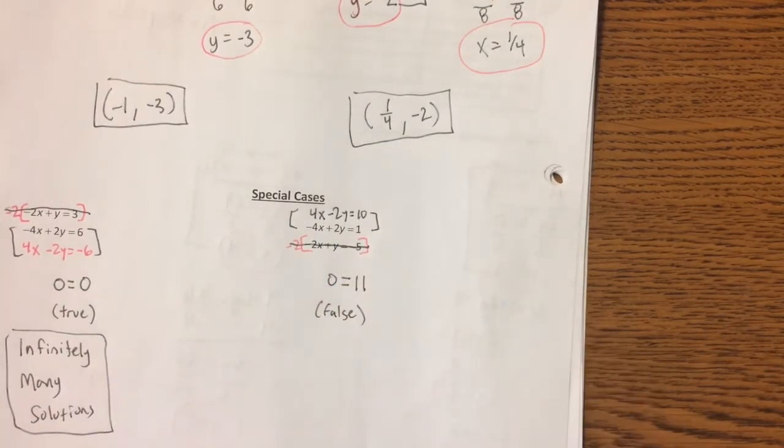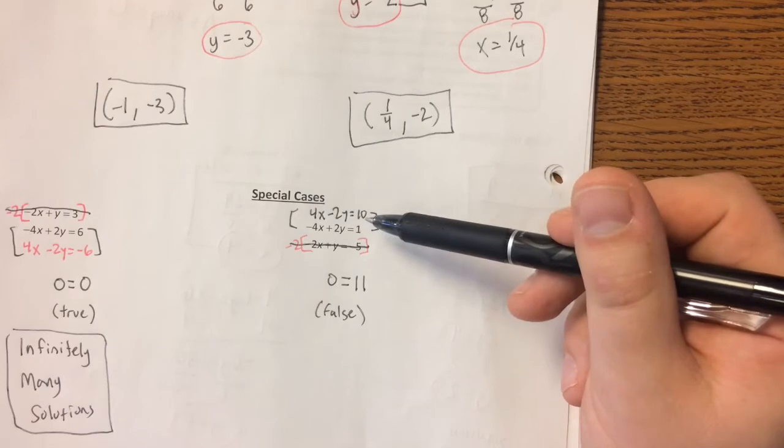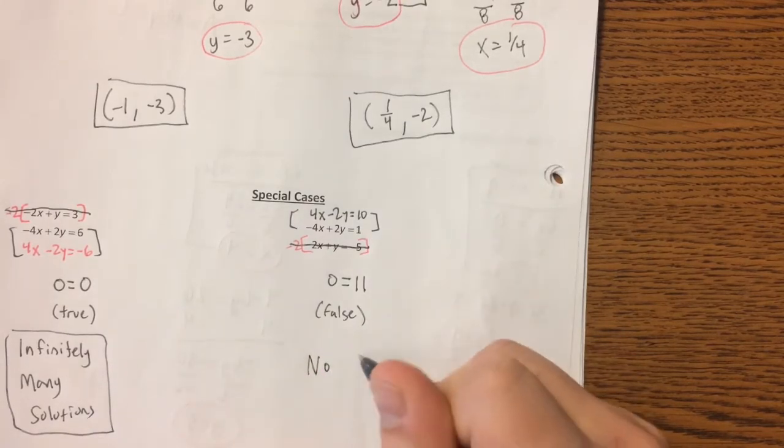So in the case of a false statement, if all the variables cancel out, but the constants don't, this is a case where the two lines are actually parallel. Right? Their slopes are the same. They never intersect. And so in this case, you say that there's no solution.